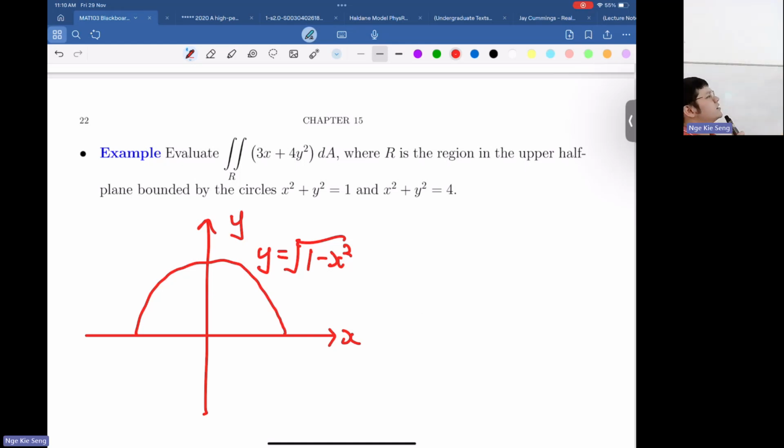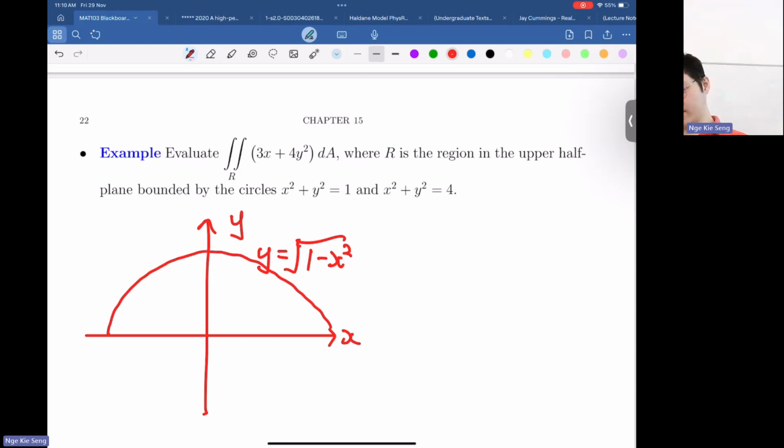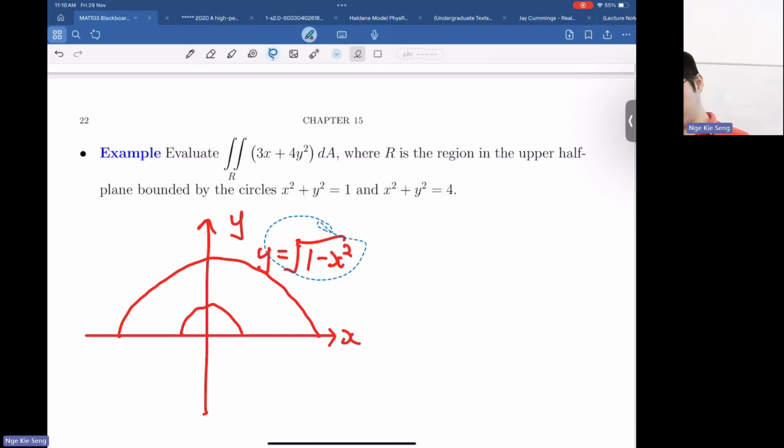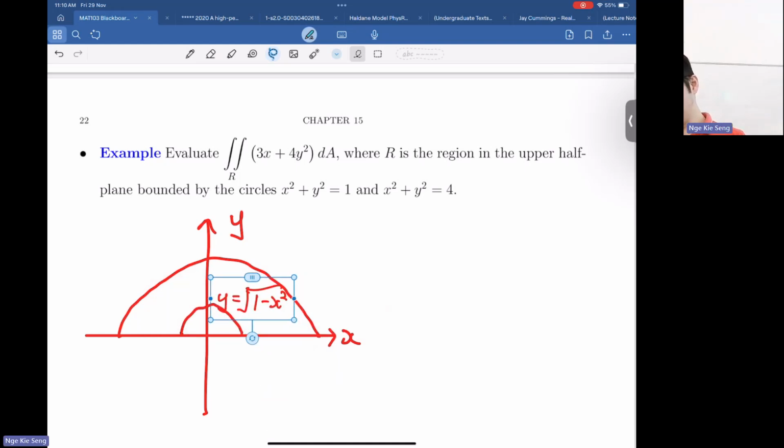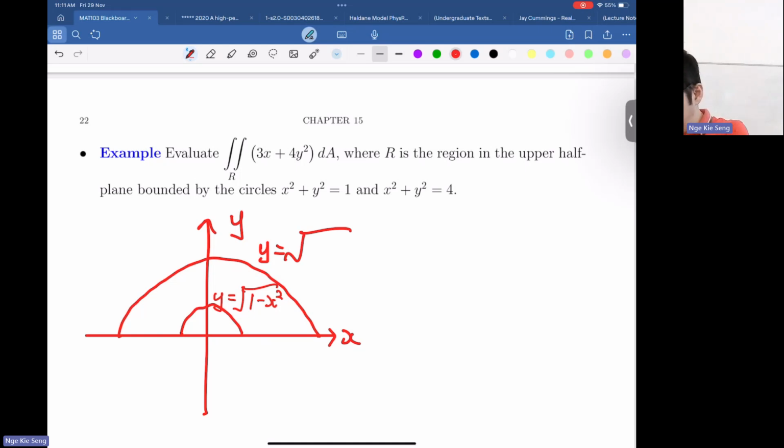And then the other one, x squared plus y squared equals 4, meaning this upper circle has a larger radius. So you need a larger radius one. Because I am out of space, instead of drawing the larger radius I draw a smaller one. So this one is y equals square root of 1 minus x squared, and the outer one is y equals square root of 4 minus x squared.